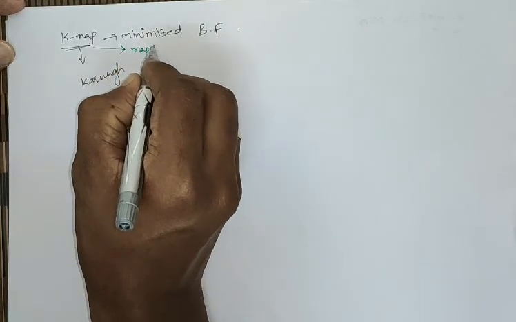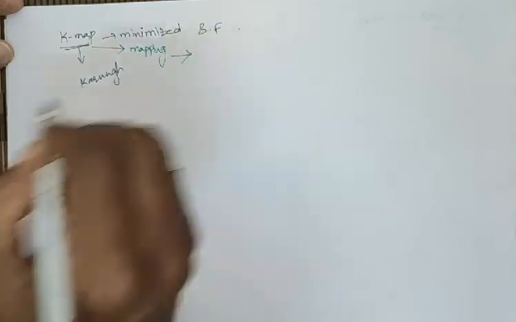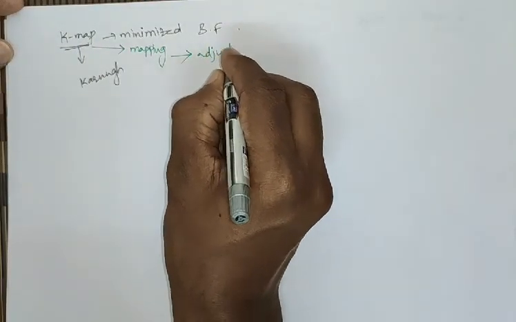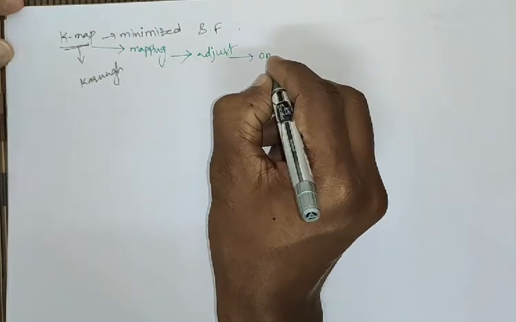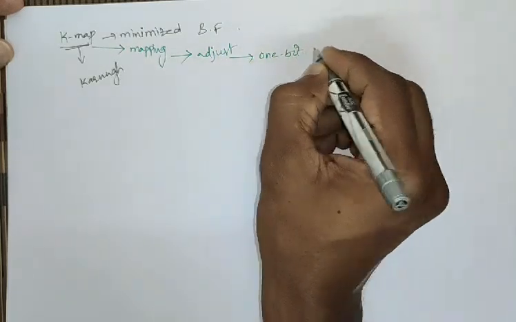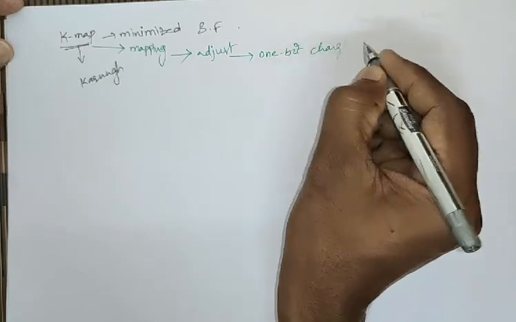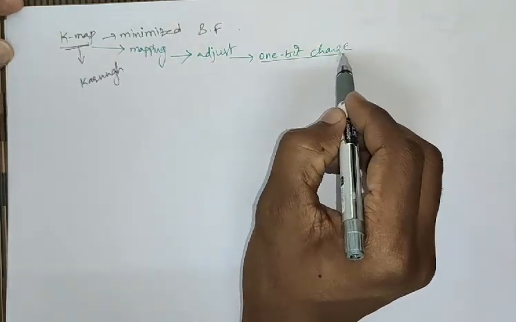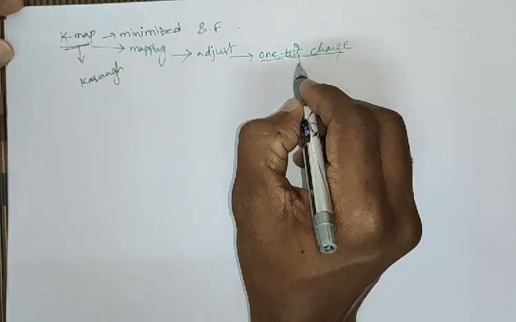So this is the method to minimize the function using mapping. That mapping is done with adjacent terms. Adjacent means again a 1 bit change term. It's very important. So we have to map the adjacent terms, and the condition is only 1 bit change. So what is the meaning of 1 bit change?